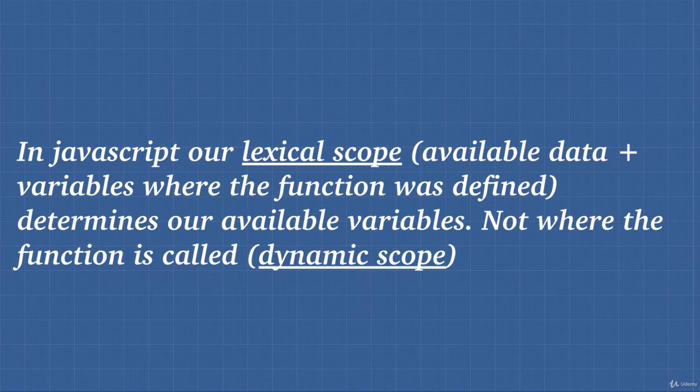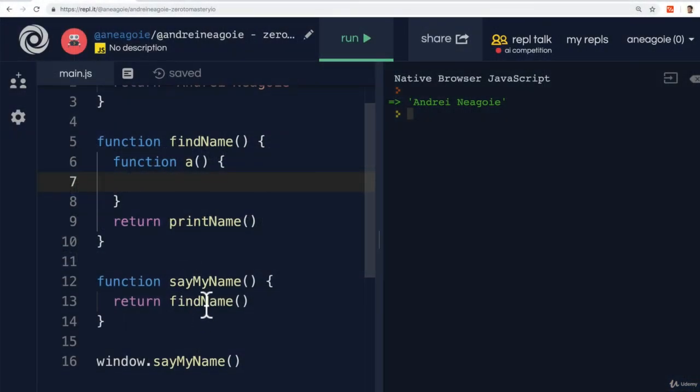In JavaScript, our lexical scope, and don't worry, scope is something we'll go over later on, but you can think of it as a lexical environment, where code is written. So lexical scope, which is the available data and variables where the function was defined, that is where we write it, determines our available variables. Not where the function is called, which is dynamic scope. So it doesn't matter where we call our function. It doesn't matter that find my name gets called inside of say my name.